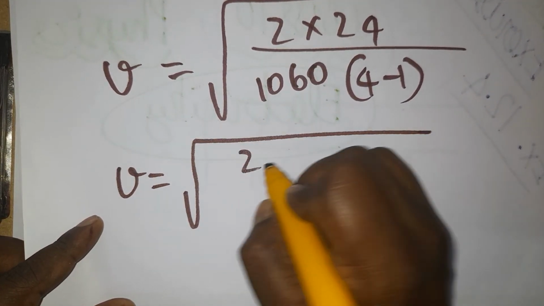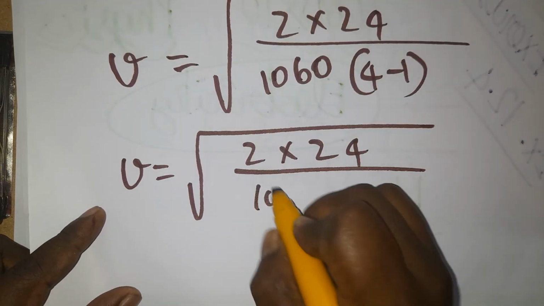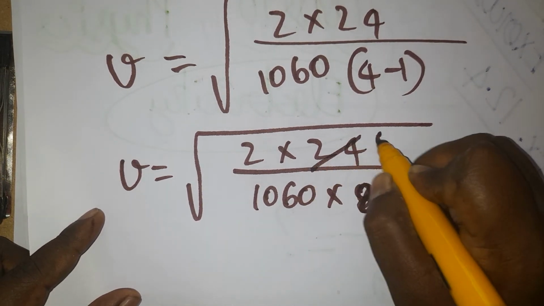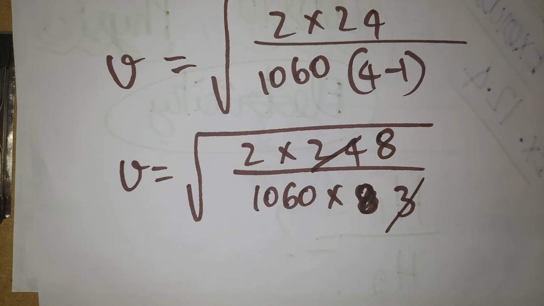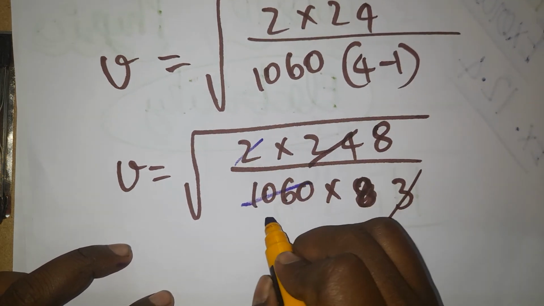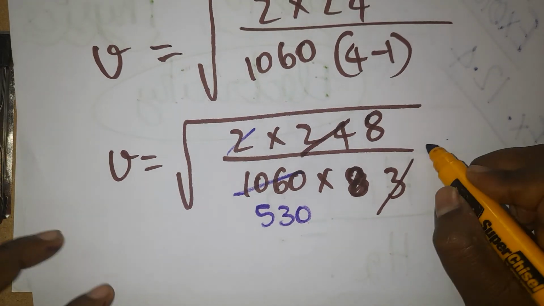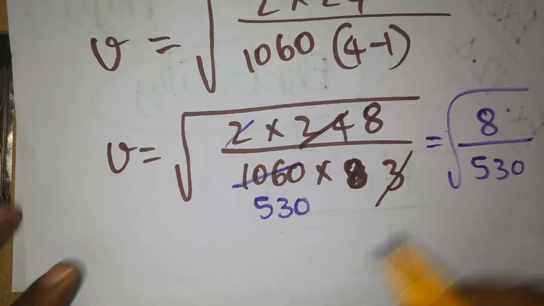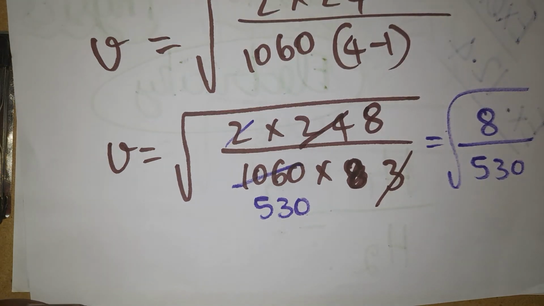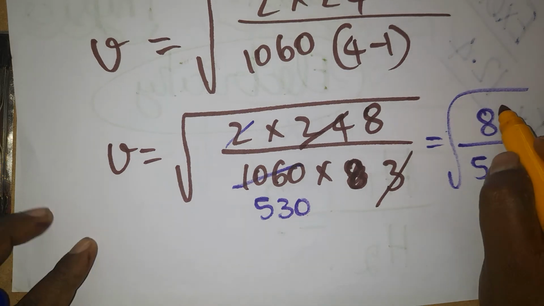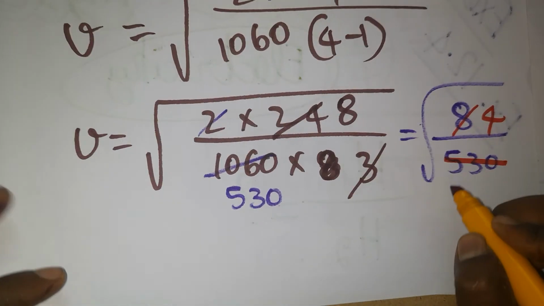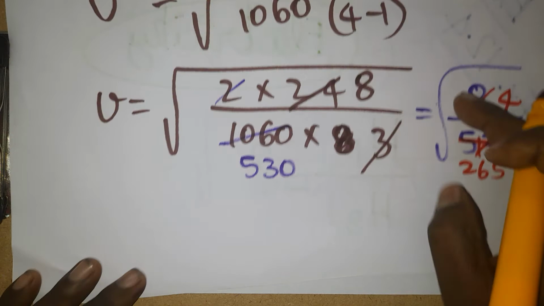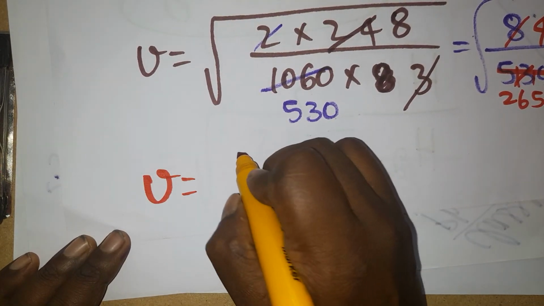See here, velocity is equal to 2 into 24 divided by 1060 into 8 into 3. 3 times 8 is 24. Now you can cancel the 2s slowly. If you cancel with the 2, we get 530. Now 8 divided by 530, under the root. Now I am cancelling the 2s again. You can do this problem slowly and you will get the answer. If you cancel the 2, 4 will be there, this will be 2, this will be 6, and this will be 5, so 265. Root of 4 is how much? 2. So the root of 4 is 2.